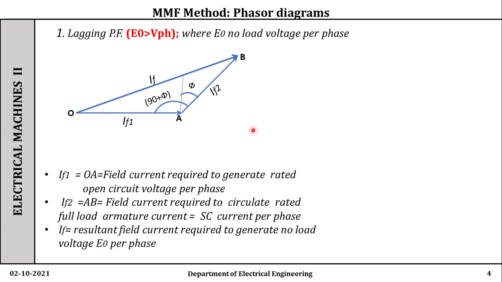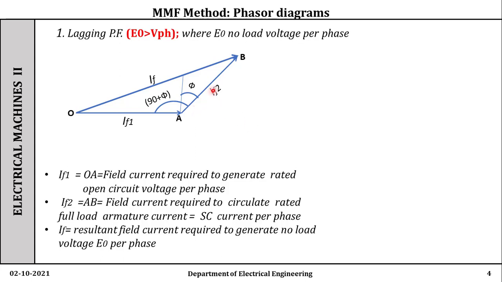Means we have to find out the voltage regulation at a certain power factor. Say, for example, find the voltage regulation at a power factor 0.8 lagging. Therefore cos phi equal to 0.8, and therefore phi equal to cos inverse 0.8, that is 36.87 degrees.